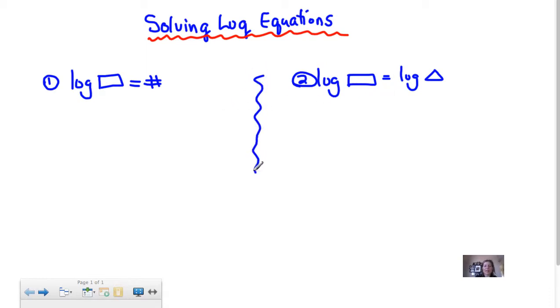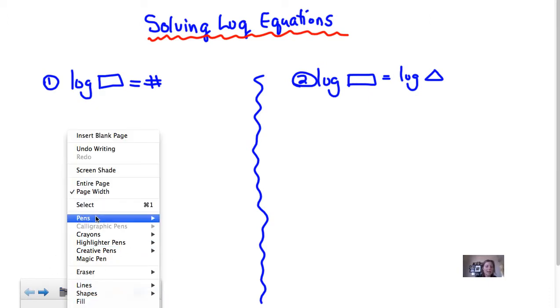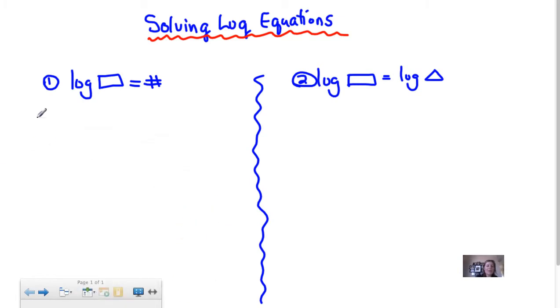So I'll give you an example of each so you can see how we would solve them, and then I'll give you another example that's a little bit more complicated. So let's start off with something that's a log of something is equal to a number. So let's say I gave you the log base 2 of 4x is equal to 3. This fits into this pattern. The log of something is equal to a number.